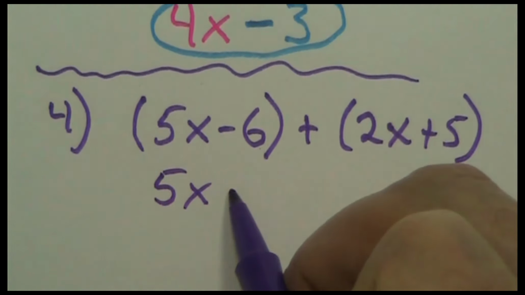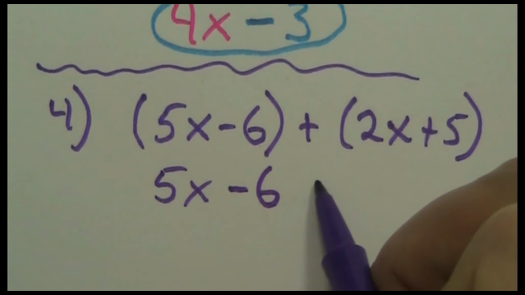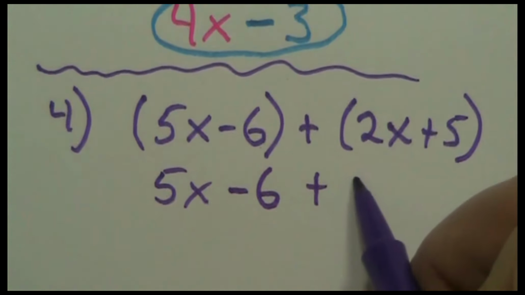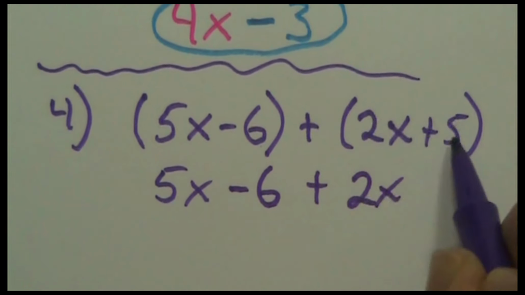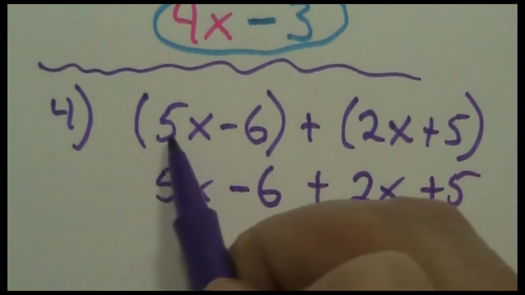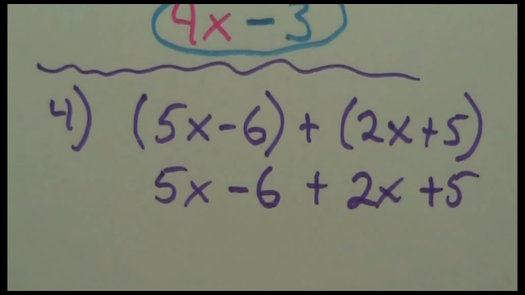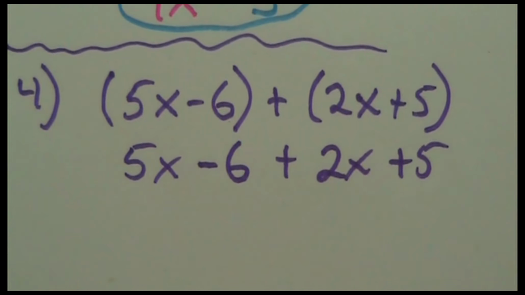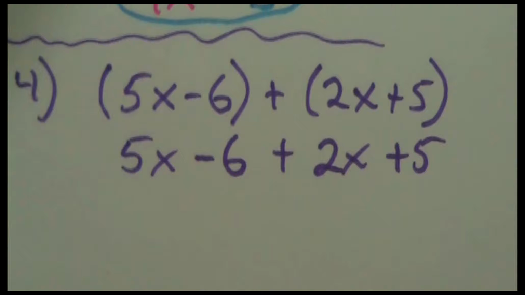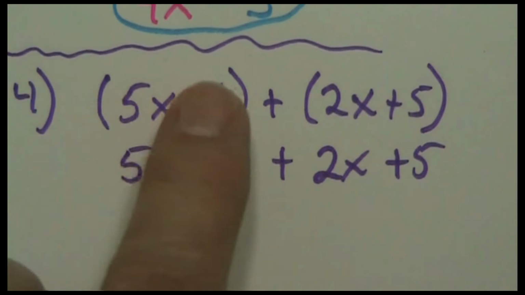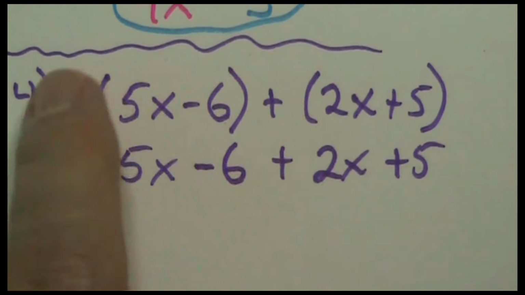1 times negative 6 is negative 6. 1 times 2x is 2x. 1 times 5 is 5. Do you notice that you don't even need those parentheses? They're unnecessary. So please try not to get confused when you see those, because there's no number in front to distribute.